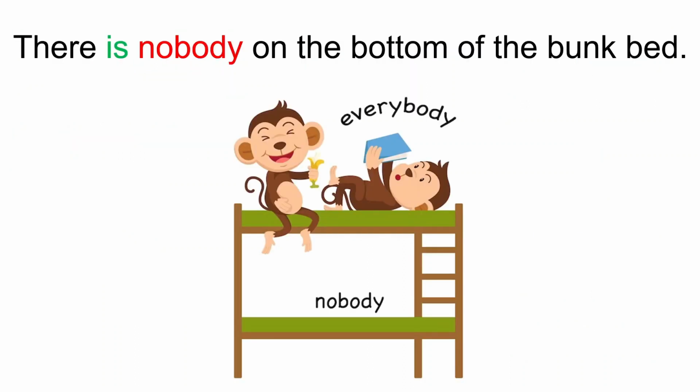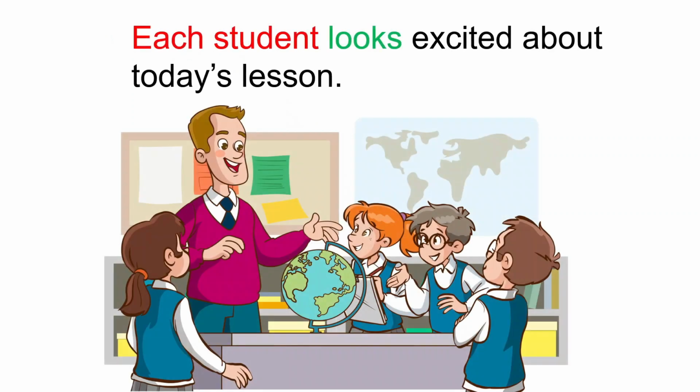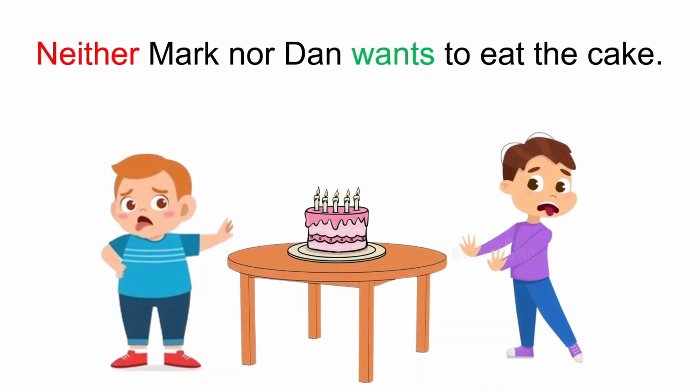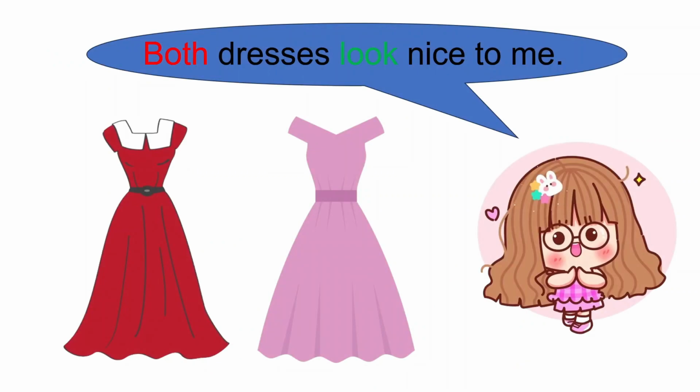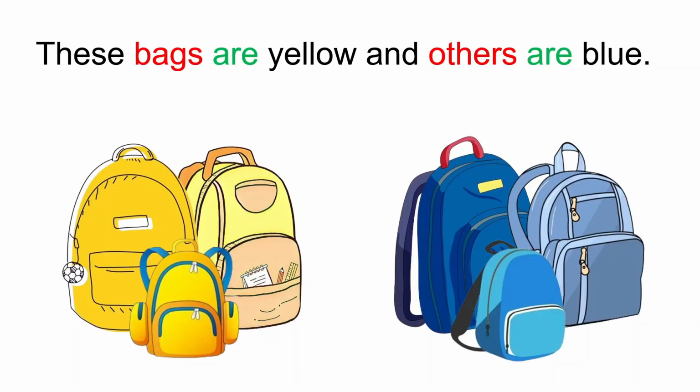Example: there is nobody on the bottom of the bunk bed. Each student looks excited about today's lesson. Neither Mark nor Dan wants to eat the cake. Both dresses look nice to me. These bags are yellow and others are blue.